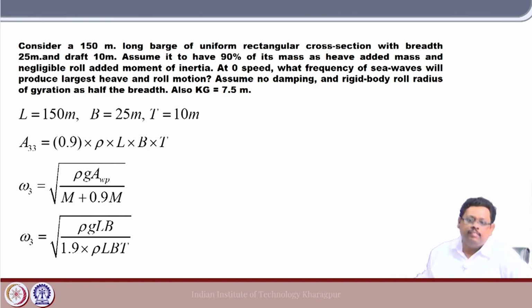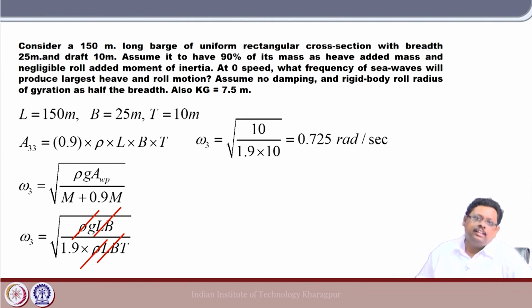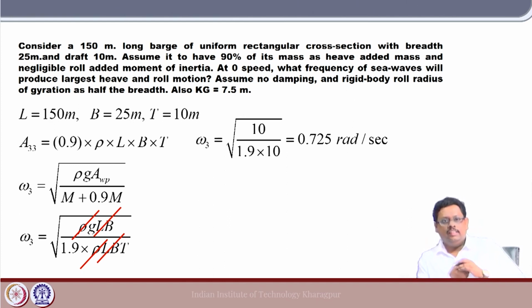So, AWP I replace by L into B here, and the mass I replace by rho into L into B into T. Now, I can cancel the similar terms. So, rho will be cancelled out, L is cancelled out, B is cancelled out. So, finally, I got G divided by 1.9 into T. I am taking approximately G equal to 10 meter per second square and T also 10. Then I can get omega 3 equal to square root of 10 by 19, and I got the value 0.725.